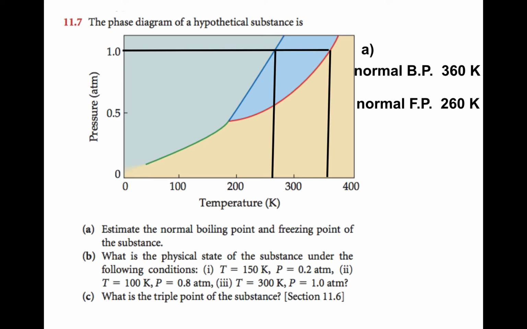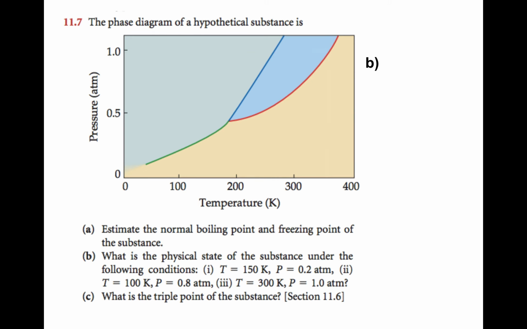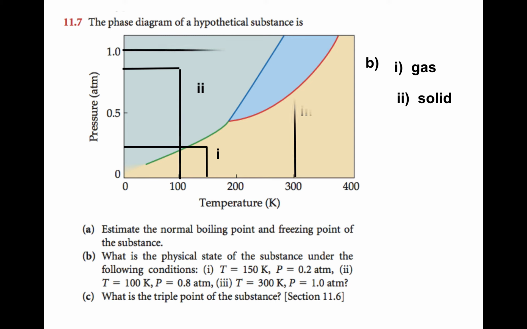What is the physical state of the substance under the following conditions? At a particular temperature and pressure, if you're not hitting the cusp between changing from one phase to another, you're in a phase. So if we follow it across, at a pressure of 0.2 atmospheres, you're landing in the gas phase. If we plot 100 Kelvin versus 0.8 atmospheres, you're landing in the solid phase. And if we plot 300 Kelvin, 1 atmosphere, you're landing in the liquid phase. So that's how you read this chart.